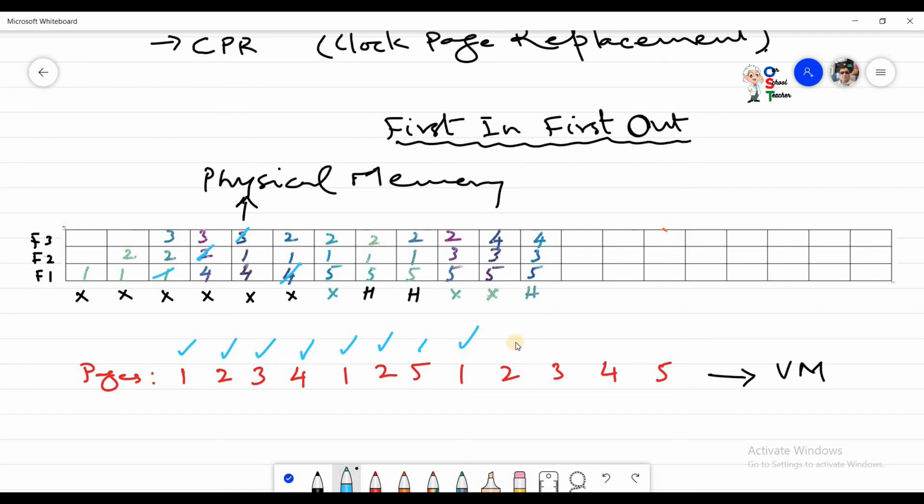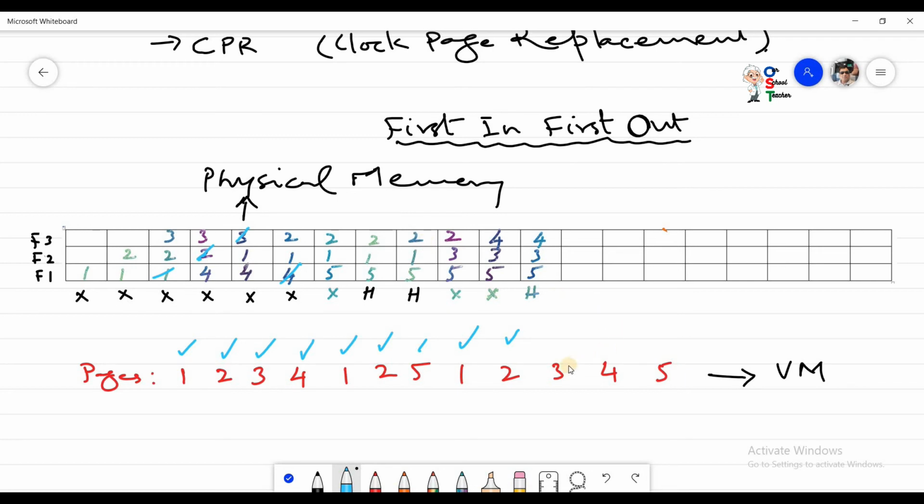After this, we have another situation in which the CPU requires page number 2. Page number 2 is also already there. So what will happen? Again, there will be no change. It will remain same, and page number 2 will be processed. This is the ideal situation for the CPU.